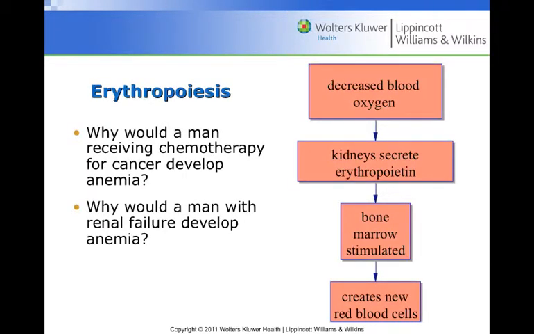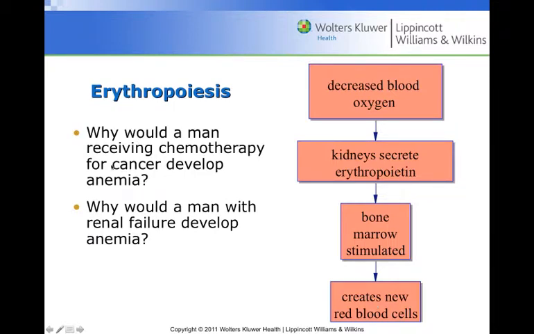Erythropoiesis means the making of red blood cells. And if we look at this, if there's decreased blood oxygen, let's say you've gone up to a higher altitude, for example, or you have chronic obstructive pulmonary disease, for some reason you're not getting as much oxygen into your system, kidneys will secrete erythropoietin, which will stimulate the bone marrow to create new red blood cells.